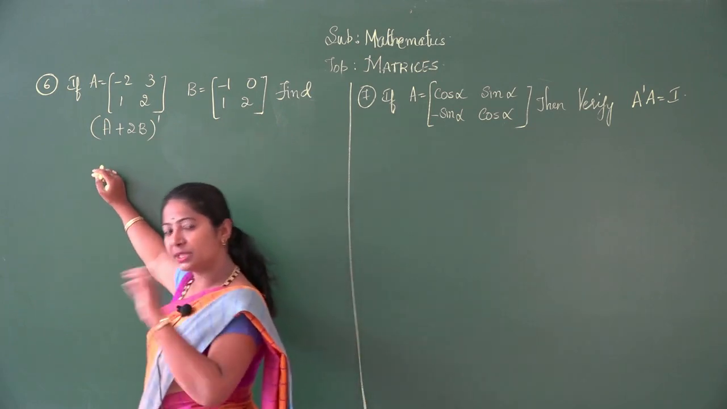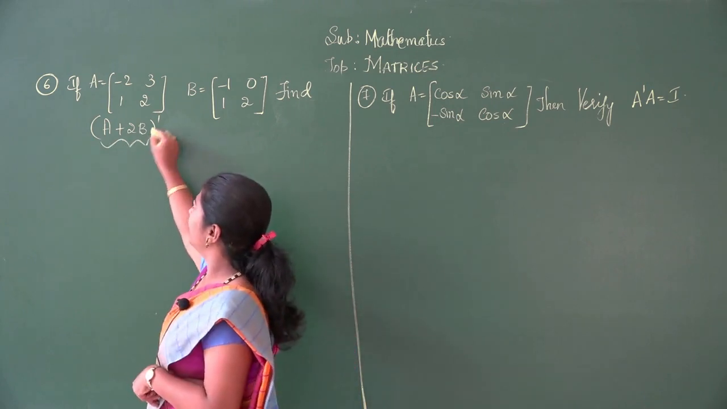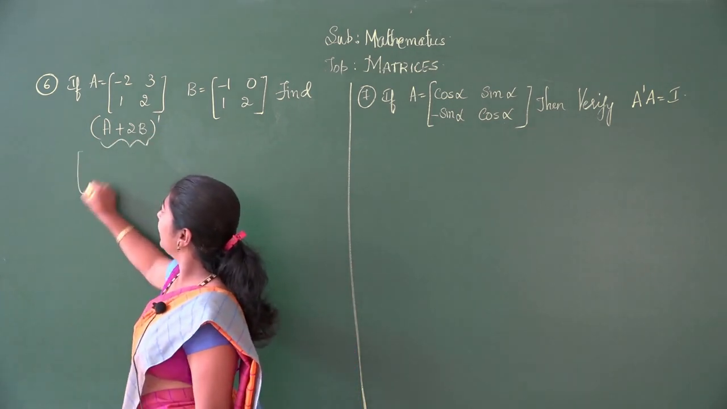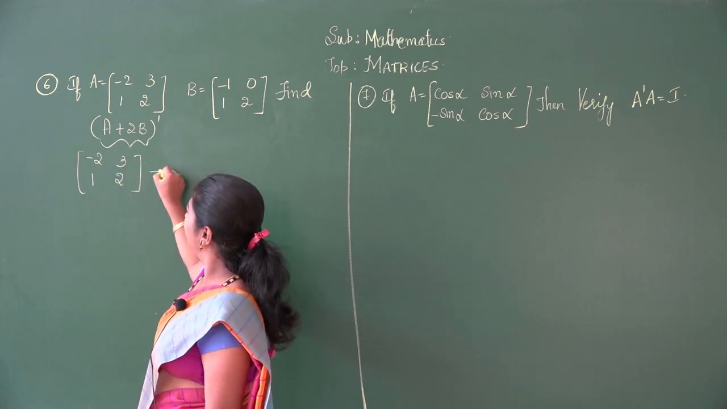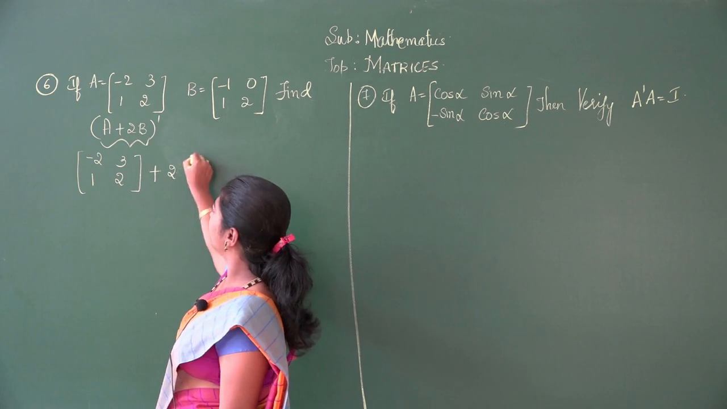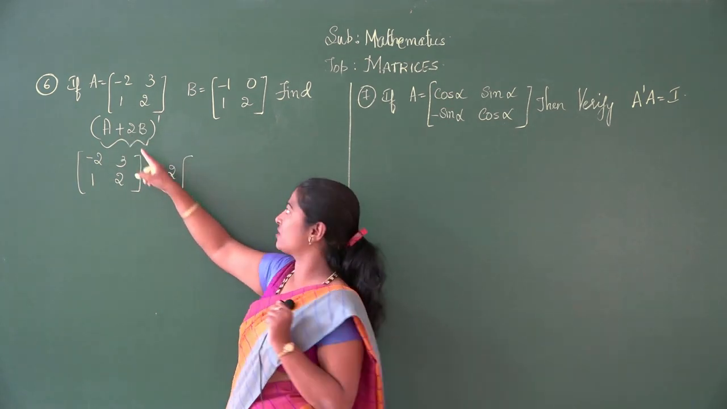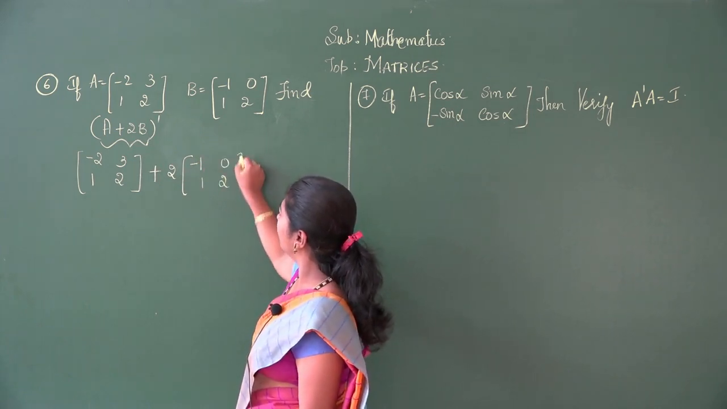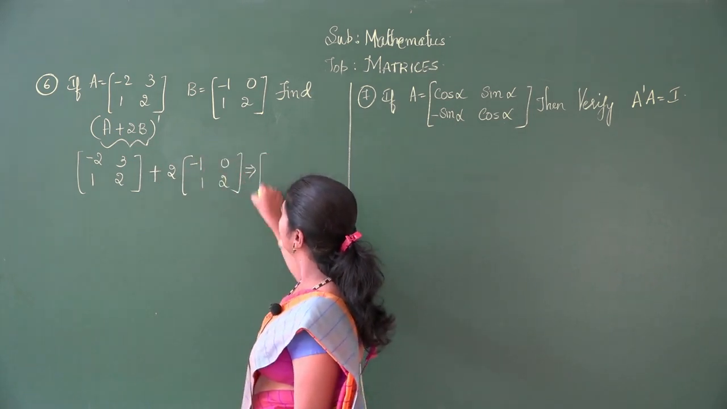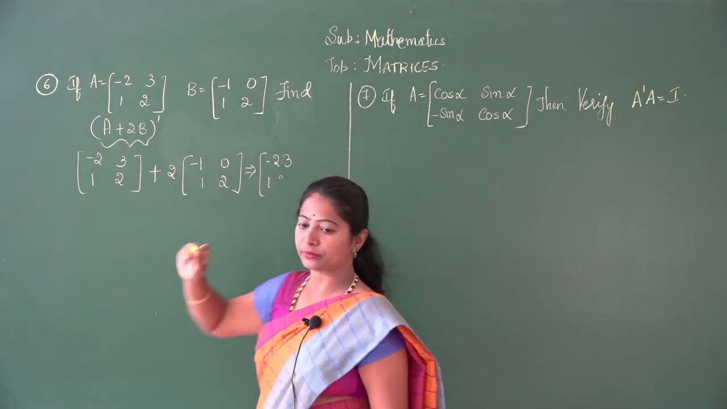Before we find the transposed matrix, we will first find the answer of A plus 2B. What is A? Minus 2, 3, 1, 2 plus 2 times the matrix B. You are multiplying matrix B with 2. That is nothing but scalar multiplication. What is matrix B? Minus 1, 0, 1 and 2. So, this can be written as minus 2, 3, 1, 2.